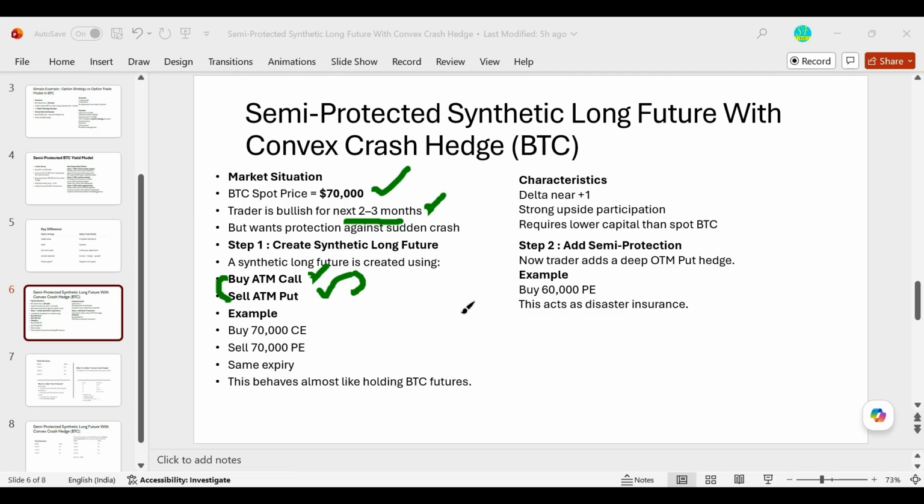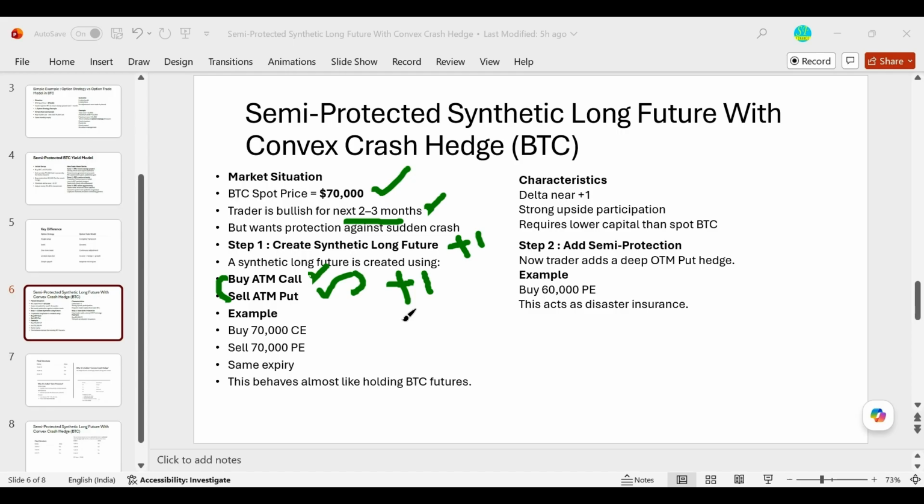But here the convexity is very loose. You are effectively holding a future. Only the theta benefit will be there, but no other benefit, and this will be at a delta of 1. Why is it known as a synthetic long future? Because future delta is always 1. Whenever you buy an ATM call and sell an ATM put, your delta is also 1. If you take the reverse, delta is -1, which is known as a synthetic short future.